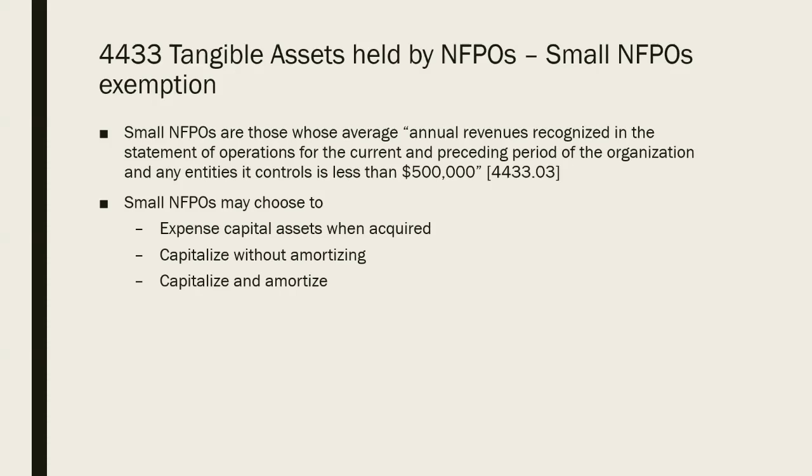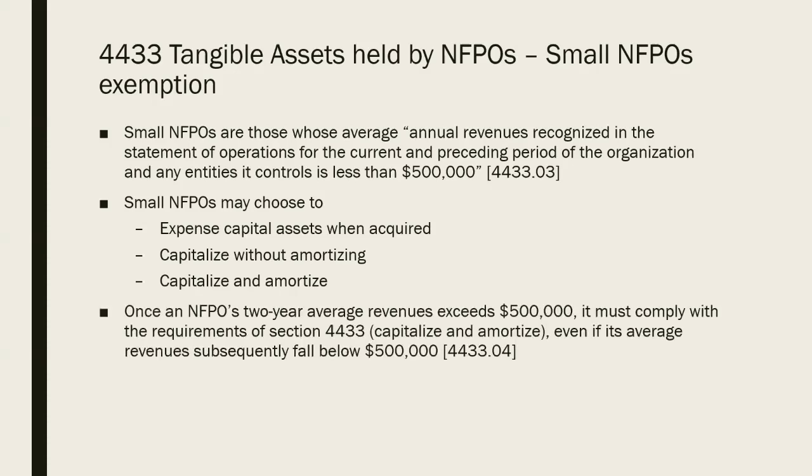Large not-for-profit organizations, i.e. those with average revenues of $500,000 or more, do not have this exemption. They must capitalize and amortize. And it's also important to keep in mind that a small not-for-profit organization remains small until it isn't.